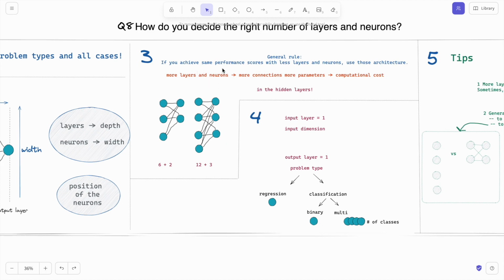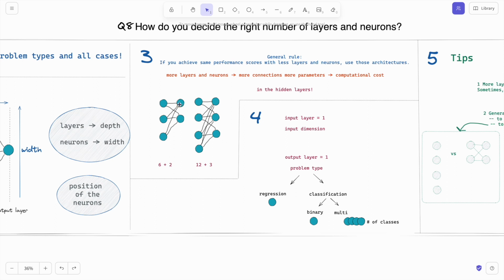Okay, after this reminder, let's look at the general rule. If you achieve the same performance scores with fewer layers and neurons, use that architecture. The important thing is that more layers and more neurons cause more connections and more parameters in the model architecture, and then it will cause computational cost. For the input layer and output layer, we are not so flexible, but for the hidden layers, we are quite flexible to choose the number of layers and neurons.